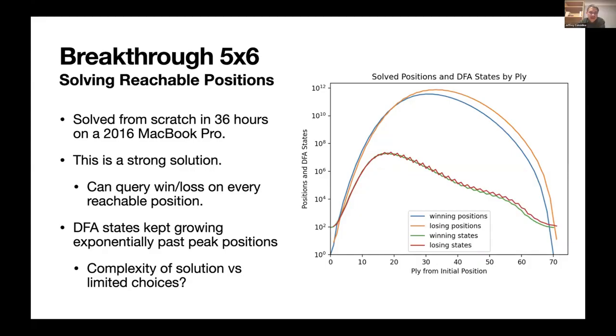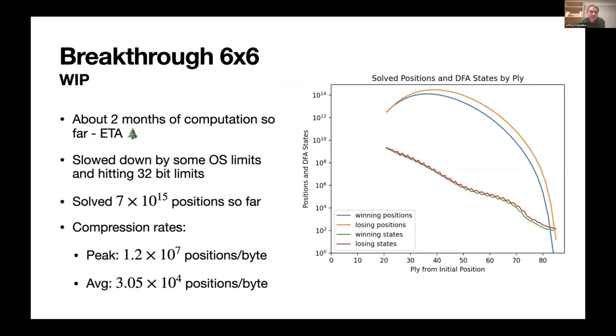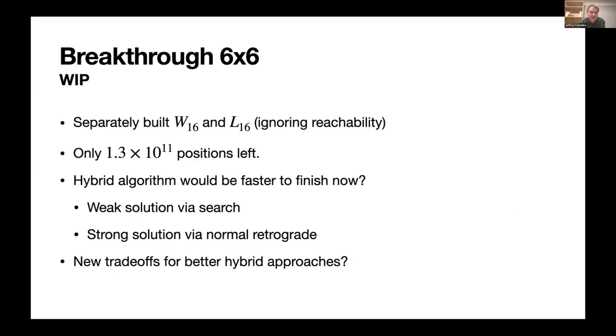Okay, I'll wrap up. We also spent a while trying to solve 6x6 and got slowed down by hitting OS limits, killing the process for thrashing, and hitting 32-bit limits on the size. As of last December, I think it had gotten to the biggest solution so far, just off the partial solution. Though I recently heard that a knowledge-based solution has done a much bigger one since then. We also did some separate backwards solving, getting almost all but 10 to the 11th positions left.